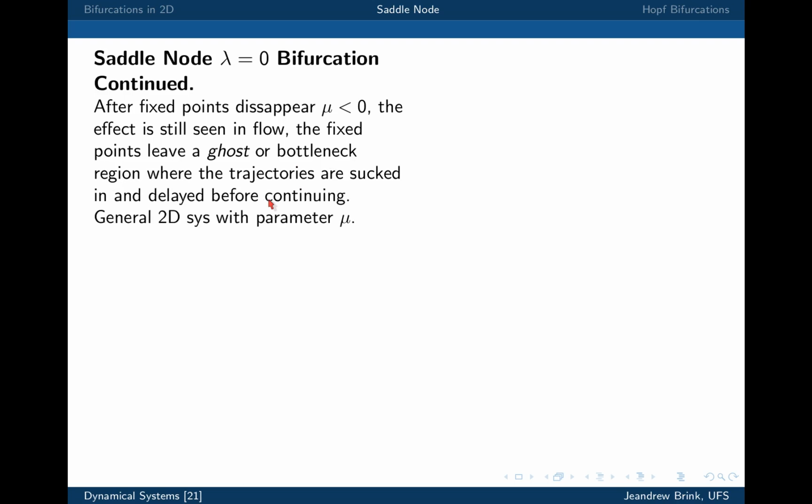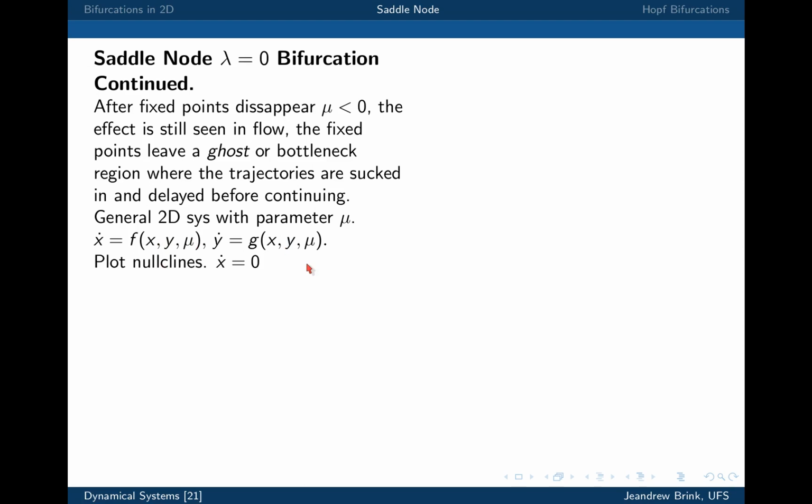And what I'm going to do now is go to the general case, right? So if we have a general two-dimensional system with a parameter mu in it, we can write it this way: x dot equals f of x, y, and mu, y dot equals g of x, y, and mu. And the way we check whether we have a saddle node bifurcation is we plot the null lines. So everywhere where f is 0 as a function of x, y, and mu, and g is 0 as a function of x, y, and mu is where our null lines are.